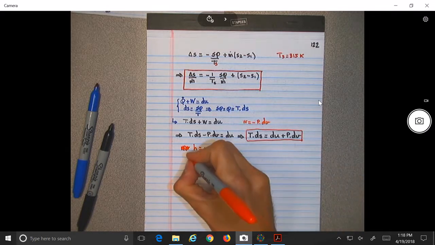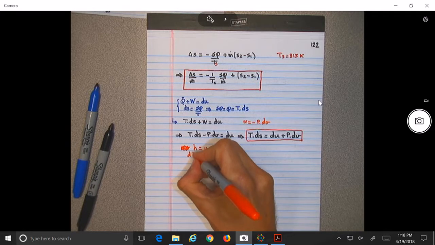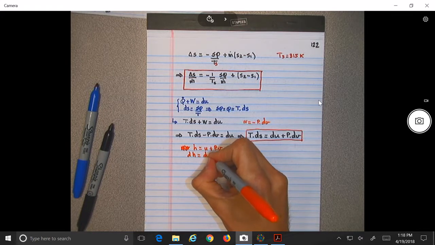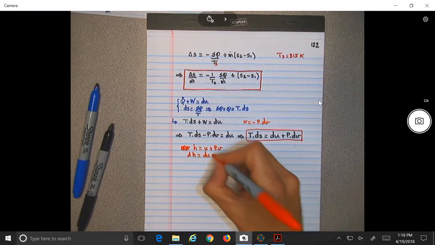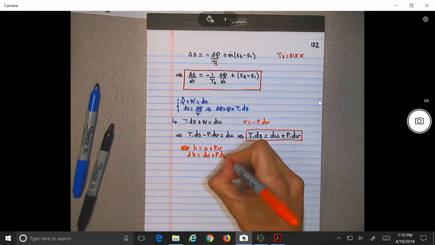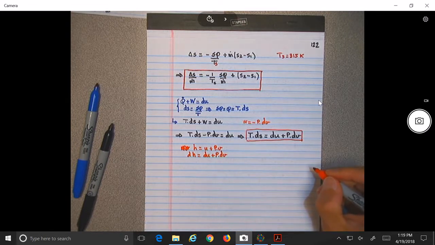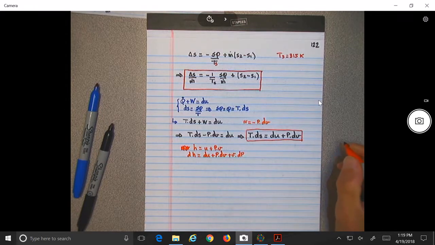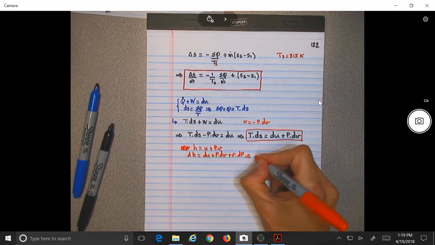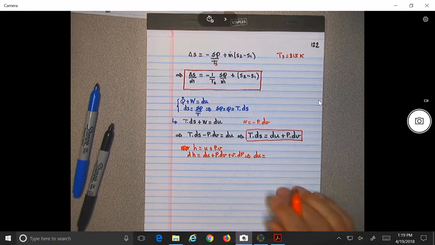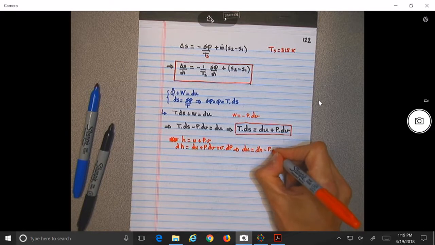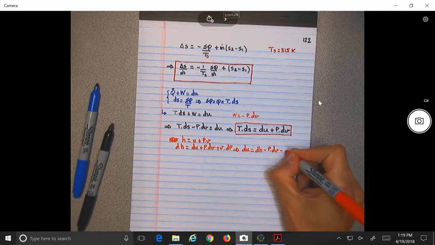So, if we take the derivative of H, that will be equal to what? dU plus PdV. Am I missing anything? Plus V dp is the full derivative, no? So now if I do this, I can rewrite dU as what? Equal to dH minus PdV minus V dp.